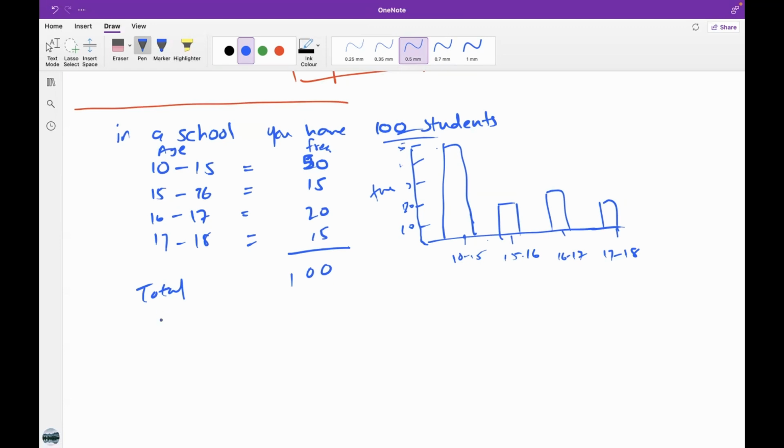Now, in the case of relative frequency, how do we get the relative frequency? To get the relative frequency, we divide the frequency of each one by the total. So we go for 0.5, 15 divided by 100, 20 divided by 100, and again 15 divided by 100. And as you know, the sum of relative frequencies should be 1.